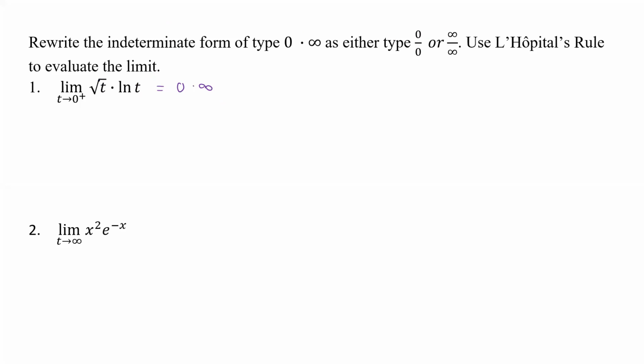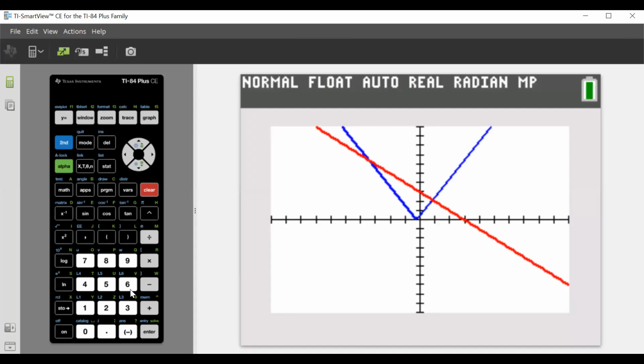And so what I'm thinking is if we take this and take it to the denominator, t to the negative 1/2, then let's see what we get here. So that gives us the limit as t approaches 0 from the right of ln of t over t to the negative 1/2. Okay. Well, if we plug in that 0, that's going to be infinity in the numerator, and a super small number to the negative half. Well, let's look at that. So let's go to here.